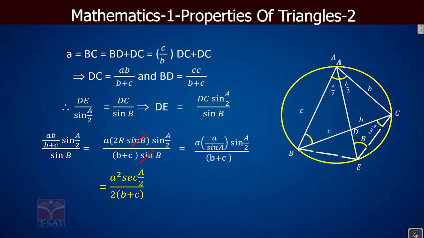AD is the altitude and D is the point where AD, when extended, meets the circumcircle. So DE is nothing but a square secant A by 2 by 2 into B plus C. So the correct option is option number 2.